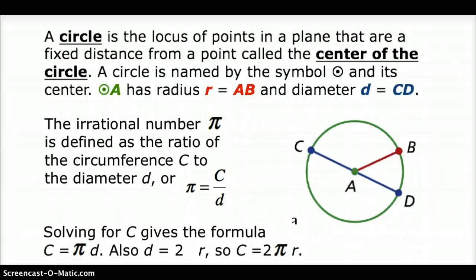Okay, and so it's going to give us some important terminology here, or symbols that help us in our language of geometry. So it says a circle is named by this particular symbol, right? So it's like a dot with a circle around it. Okay, and its center. So this is circle A in green here. Again, notice we have this circle right here, and A is the center of the circle. So it says circle A has a radius of r equals AB, and a diameter of d equals CD.